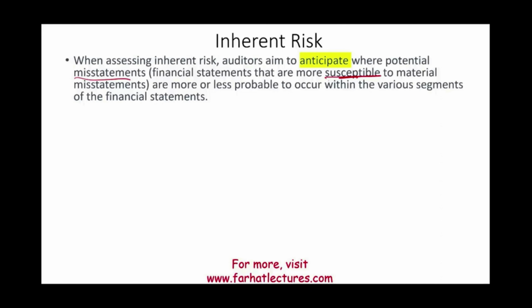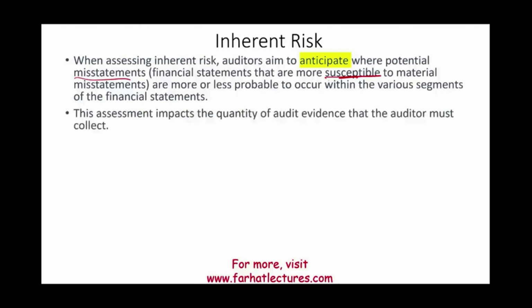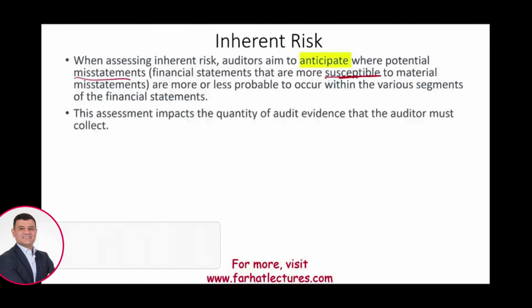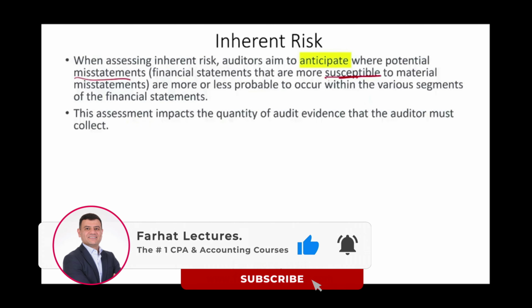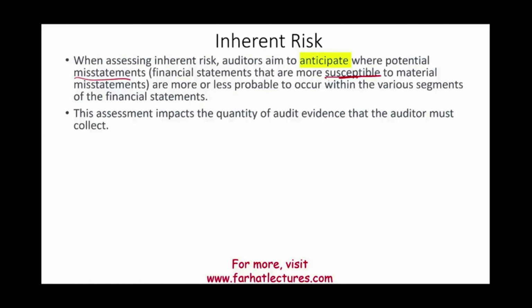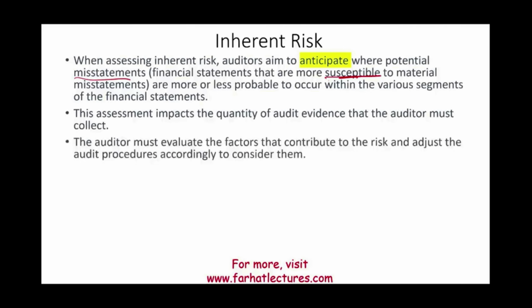This is all what we're trying to do in inherent risk. Why? Because if we assess an account as probably incorrect, it's going to affect the level of evidence, the quantity of evidence we need to collect. If the account is susceptible to errors and fraud, then we have to collect more evidence. So the auditor must evaluate the factors that contribute to that risk and adjust the audit procedures accordingly to consider them. So we have to basically look at different factors that contribute to that risk.